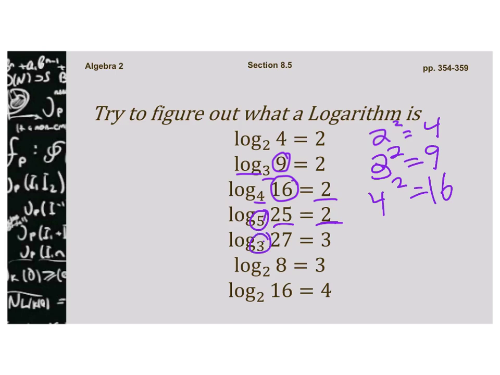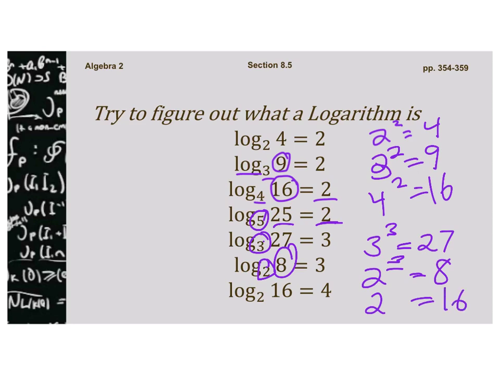What exponent do I need on a 3 for it to equal 27? That's what a logarithm is finding, the exponent needed. In this case, 3 to the 3, so the exponent needed is 3. What exponent on 2 is needed to get 8? Well, 8 is 2 cubed, so I need a 3. What exponent on 2 do I need to get 16? I need a 4. 2 to the 4 is 16. So that's what your logarithms are.